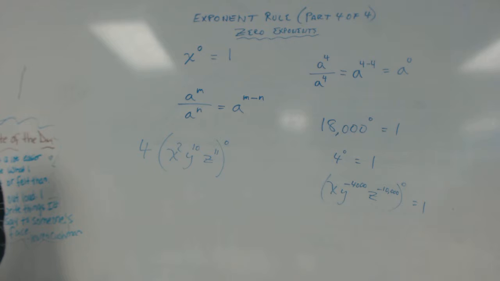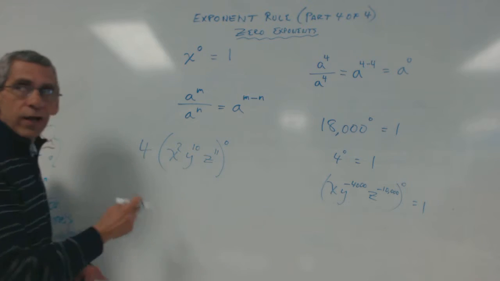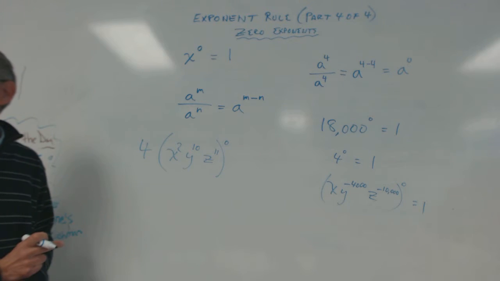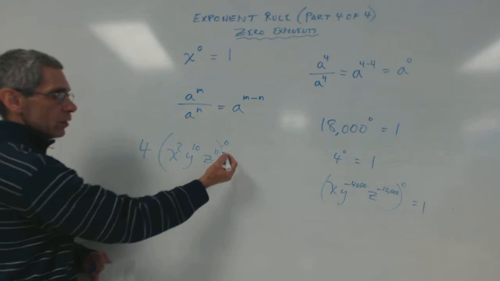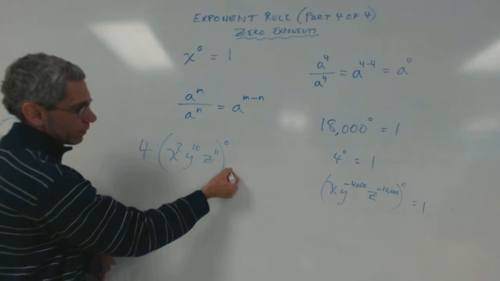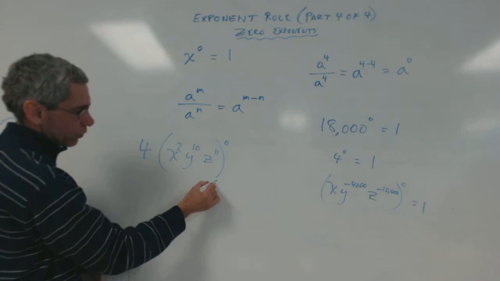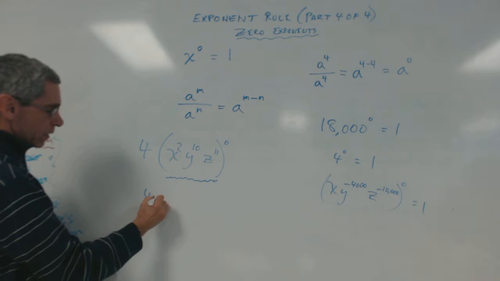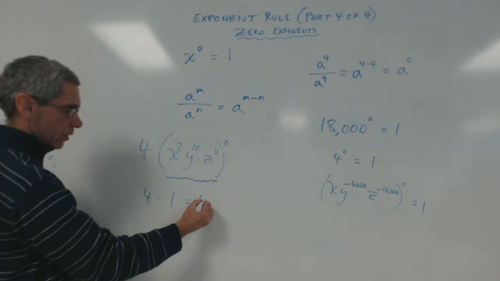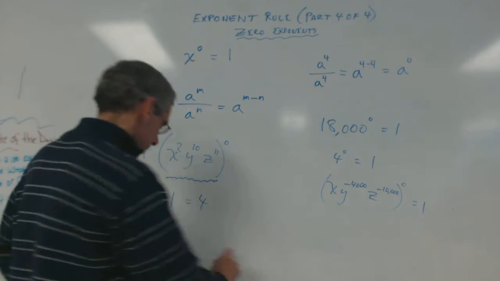What is the answer to this one? 4, because what's 1? 1 and then 1 times 4. It's only what the 0 exponent affects. What is the exponent next to? Right, which means it only affects what's inside the parentheses. So this now is 1, so that's 4 times 1, which is 4. Right? Okay, what if I gave you this?